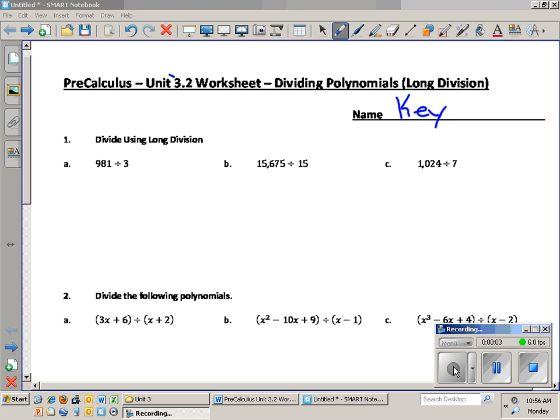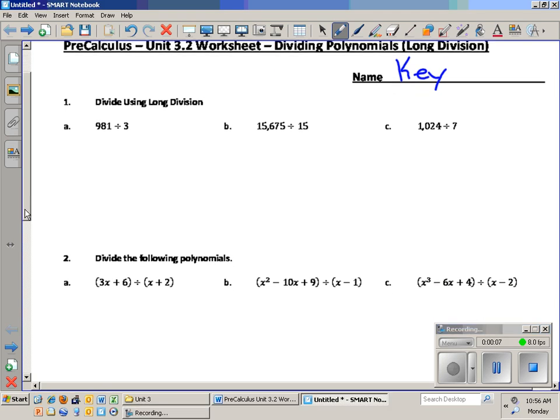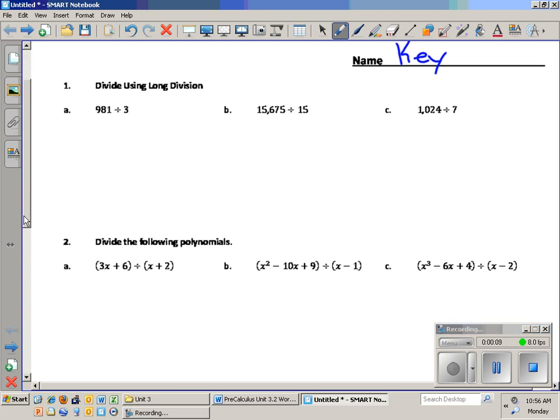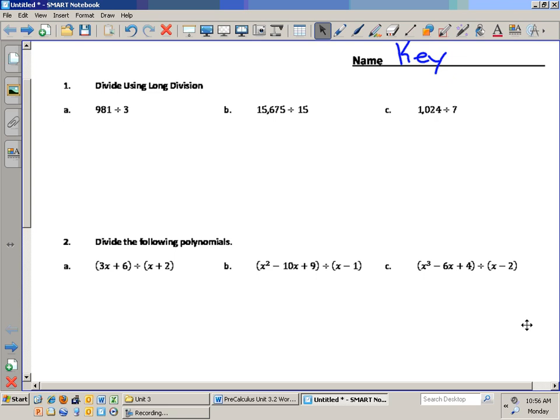So just to review, you guys, I put 3 problems that involve long division first, so then we can get to dividing the polynomials here in a little bit. And so we start with this. I put my 3 on the outside.